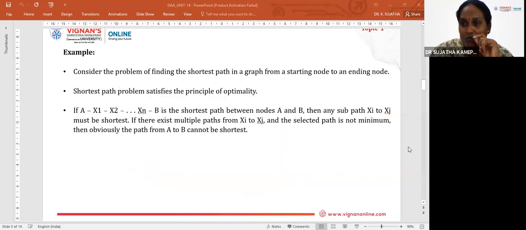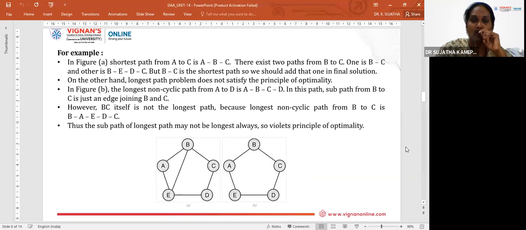Right. So to understand where the principle of optimality holds and where it does not hold, here we are taking one more example. I have given two graphs. In the first graph there is an edge from B to E, but in the second graph there is no edge from B to E. Corresponding to the first graph, I am going to take the shortest path from A to C. Since there is no direct edge from A to C, I need to travel either via B or via E and D.